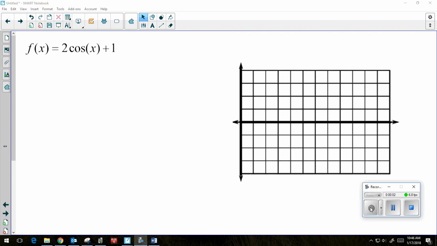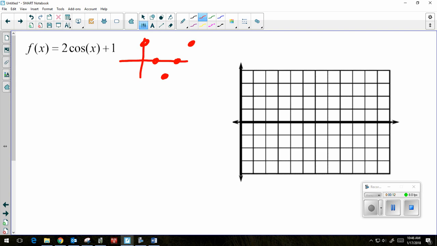Let's graph f of x equals 2 cosine x plus 1. So this is cosine, so it starts at the max, maximum, midline, minimum, midline, maximum. So I need to identify my key information. My midline is y equals 1, because it's what's at the end over here. So I'm going to label my y-axis right away and dash in my midline to start so I don't forget.